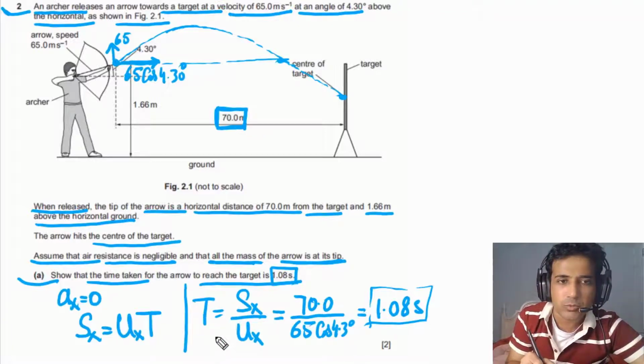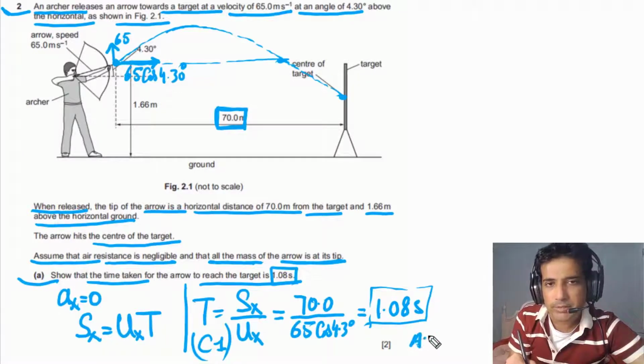The first mark you will get if you have written this formula. So you will get 1 C mark. And if you have got the right answer, you will get the second mark, and this is A mark.